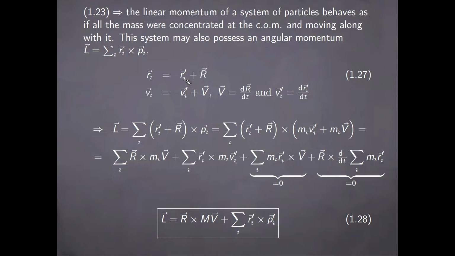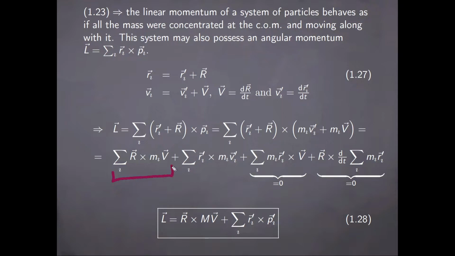So each radius vector is going to be equal to an r prime of index i plus the radius of the center of mass. And by taking the derivative with respect to time of this expression, we immediately obtain a very similar result for the velocities of the particles, written in terms of a velocity relative to the center of mass plus the velocity of the center of mass itself. With these expressions in the formula for the angular momentum, we obtain the cross product here, which has four terms.